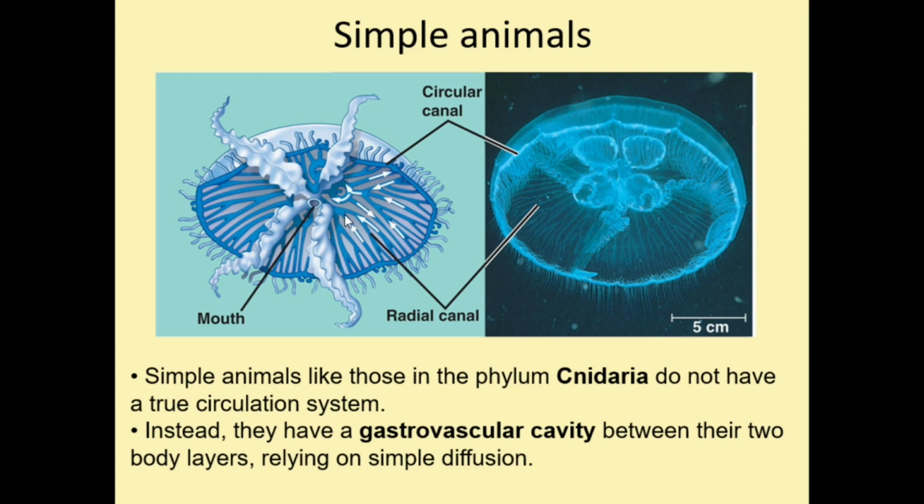And then it's just relying on simple diffusion, so the diffusion of nutrients and waste products and gases from the gastrovascular cavity into the two layers of tissue. And then waste products will diffuse into the cavity and then pass back out of the mouth, which, as I said, acts as an anus as well. So they're not relying on a true circulatory system where you've got a heart that is pumping things like blood around the body. Instead, they are bringing water into the mouth, and then they are just relying on simple diffusion.